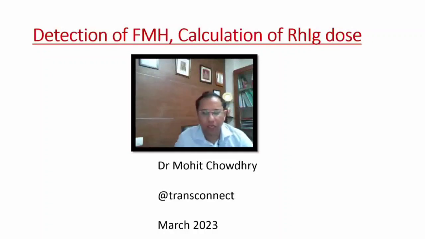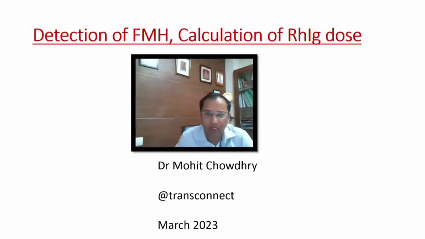Hello everyone. In the last topic, we covered the Rh immunoglobulin, the routine anti-D prophylaxis, fetomaternal hemorrhage, and the algorithm involved in it. In this episode, we'll be calculating the dose of RhIG, what we need to give, what the methods are to detect fetomaternal hemorrhage, and how we go about it in practice: which test to employ, when we do flow cytometry, when we do a Rosette test, or when we do a quantitative test like the KB test. So I'm Dr. Mohit Chaudhary and I'll be taking you through this lecture on calculation of RhIG dose. This is TransConnect, March 2023.